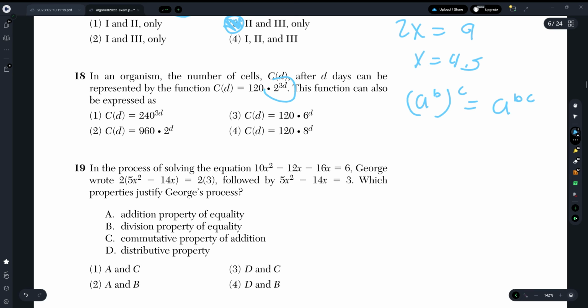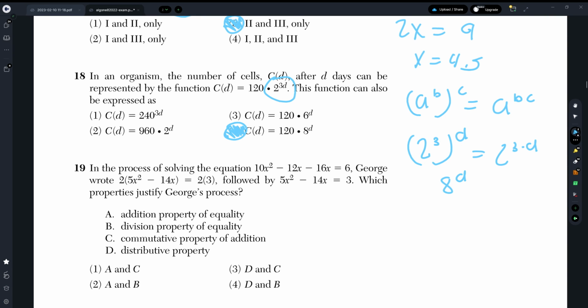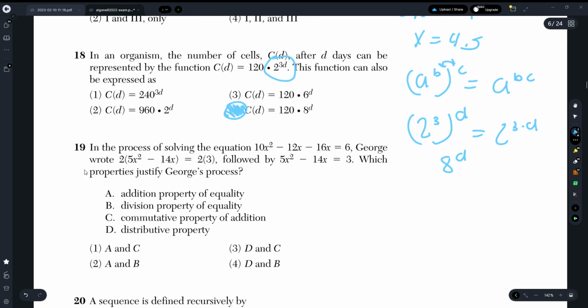So if I want to simplify this part right here, I can say that's 2 to the power of 3 raised to the power of d, and that's the same thing as saying 2 times 3 times d, right? But I could simplify this by just doing 2 to the power of 3, which is 8, so we're left with 8d, which is choice number 4. That's a pretty useful thing to memorize. A power raised to a power, you can simplify by just multiplying the two powers together.